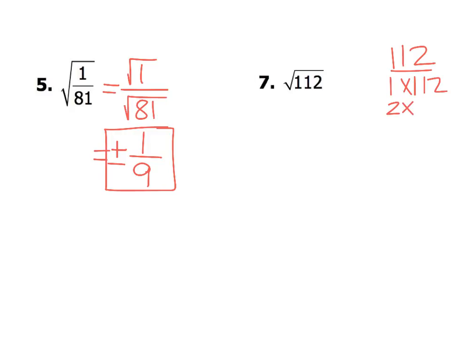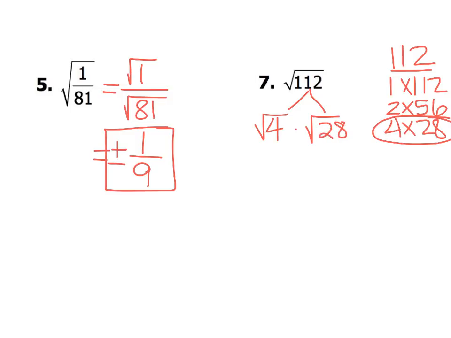2 times 56. Neither of those are perfect squares. 4 times 28. 3 doesn't go into it. 4 times 28, let's see, well, 4 is a perfect square, so we can break it down to 4 times 28. So we break this down to the square root of 4 times the square root of 28. Now we can take the square root of 4 and we get 2, and we remember it's plus or minus 2. And then we've got the square root of 28.